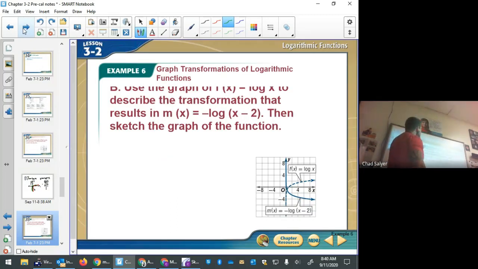All right. So we have log of x and then negative log of x minus 2.